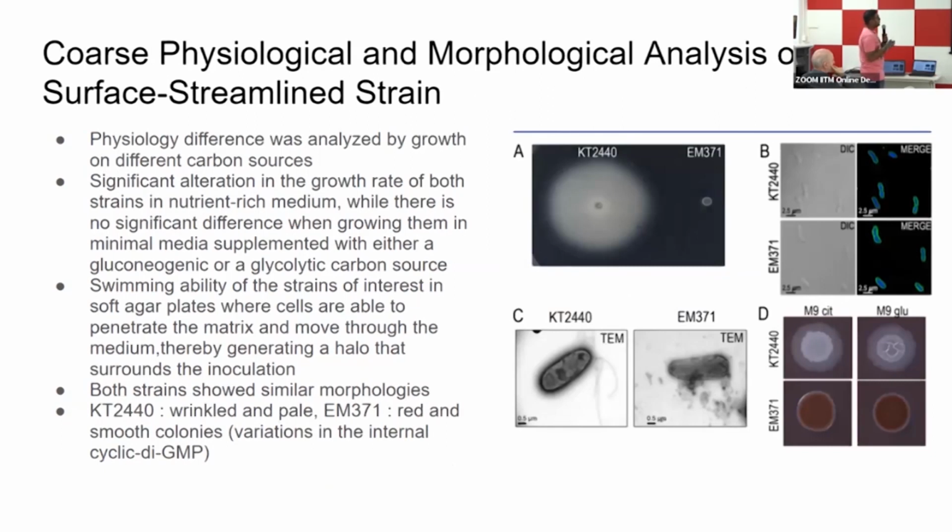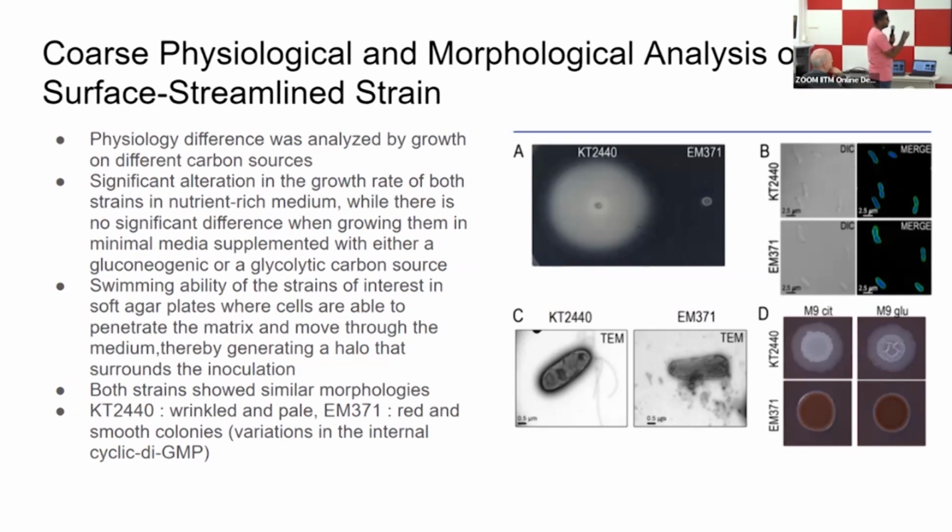Then they checked physiological and morphological properties of both the strains. Both strains were grown on different carbon sources. As shown in figure A, you can see that the parent strain inhibition zone is larger as compared to the modified strain. So the modified strain is more sensitive. In figure B, their morphology is shown. It can be seen that both of them have the same morphology.